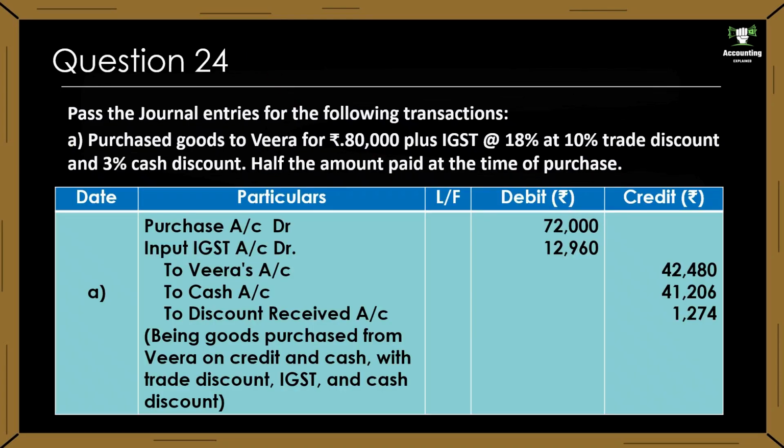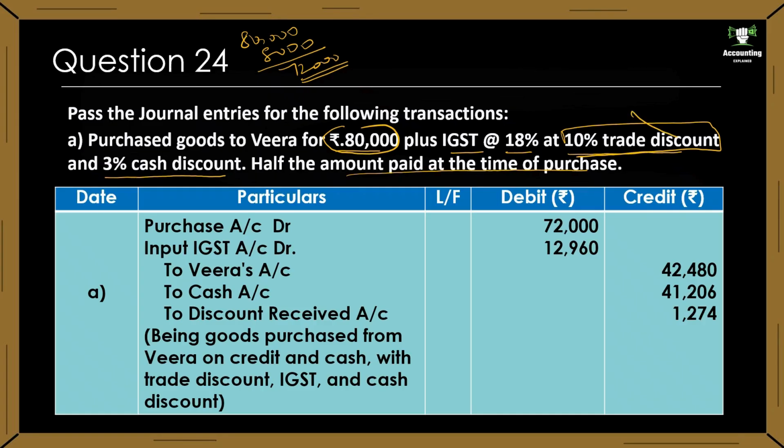Let's see the solution. We are going to take the first transaction first. The transaction is purchase of goods from Veera for rupees 80,000 plus IGST at 18% at 10% trade discount and 3% cash discount. Half the amount paid at the time of purchase. So you have purchased for 80,000 and received a trade discount of 10%. 10% of 80,000 is 8,000. When you receive a trade discount, that will not be reflected in the journal entry. Only the net amount 72,000 will be taken as purchases.